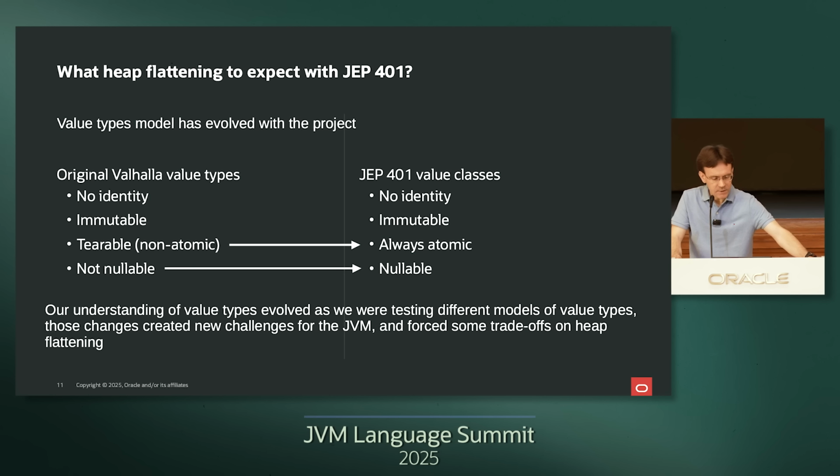So what kind of heap flattening to expect with JEP 401? One thing you might notice if you have been following the Valhalla project is that the JEP 401 value classes are slightly different than the previous models. Original value types had no identity, were immutable, were non-atomic and non-nullable. In JEP 401, they still have no identity and are still immutable, but they are now always atomic and they are nullable. Those changes come from our better understanding of value types and we were iterating over different models. But those changes create new challenges for the VM and force us to some trade-off.